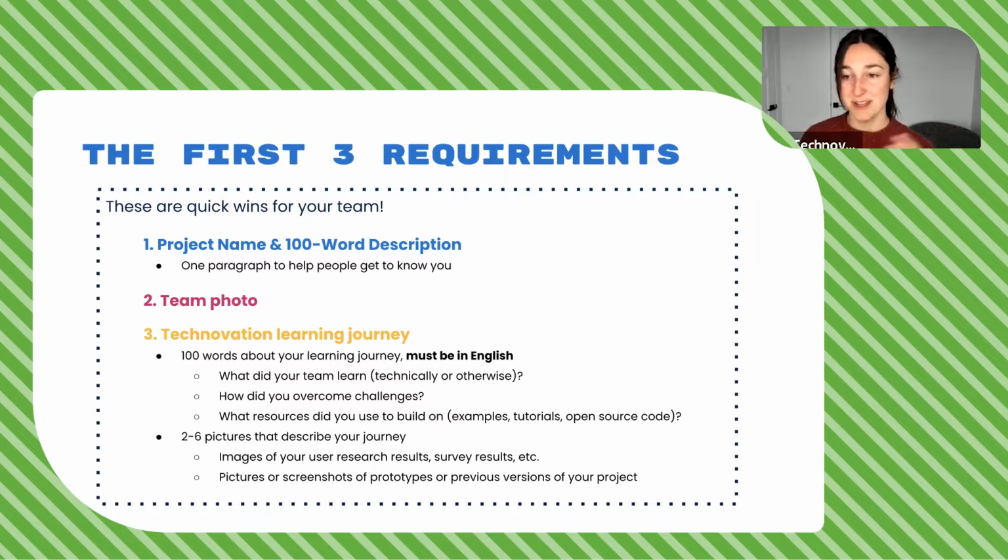So I wanted to talk about these requirements because they can be kind of quick wins and motivators for your team. You look at the project name and 100-word description, adding the team photo and the summary, and then also the Technovation learning journey. These are things that even if you're not done with the coding, with recording your videos, you can start to work on these and actually submit them, and then say to your team, okay, we've already got 3 parts of this submission completed.